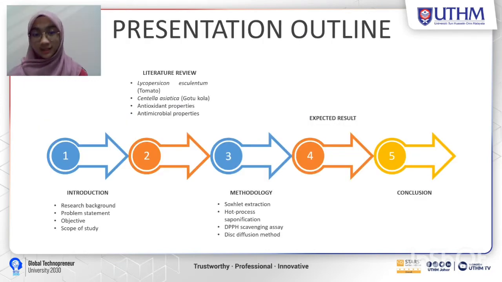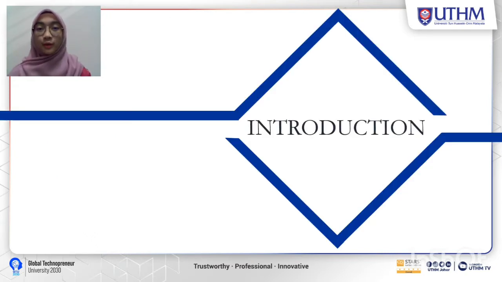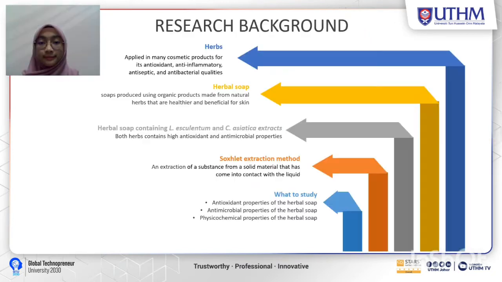Throughout my studies, a guided outline had been developed in order to complete this project. As presented on the screen right now, it includes the introduction, literature review, methodology, expected results, and lastly the conclusion. I also included two Gantt charts at the end of the slide. Without delaying anymore, I will now proceed to the introduction. This introduction part will start with the research background.